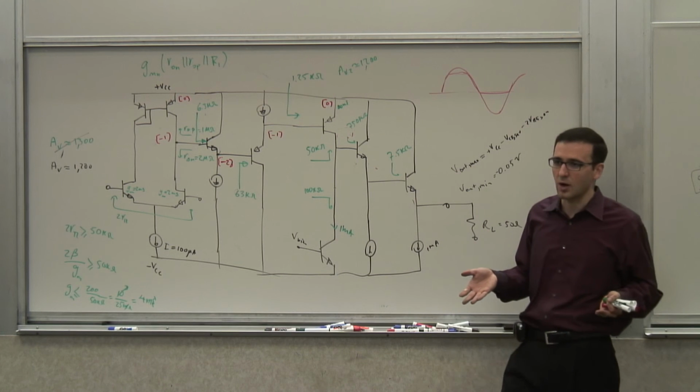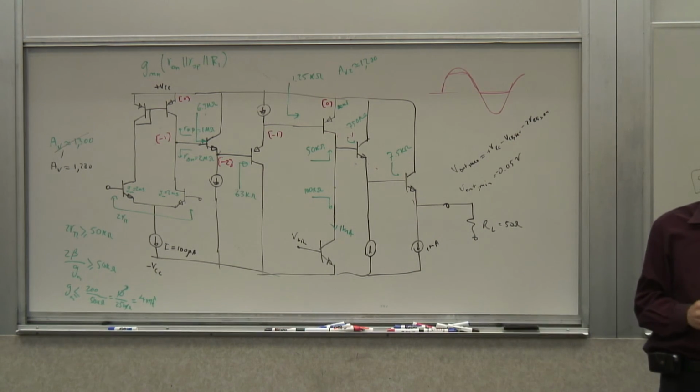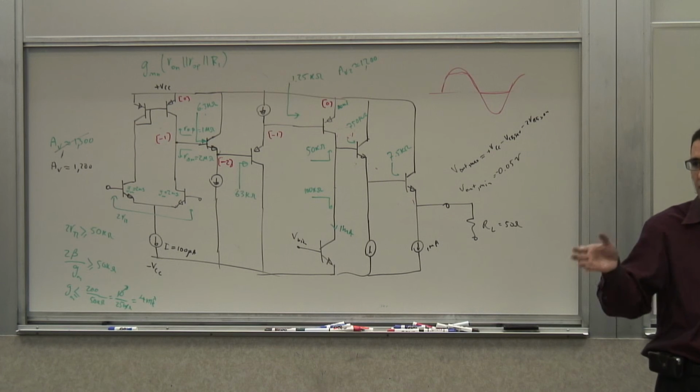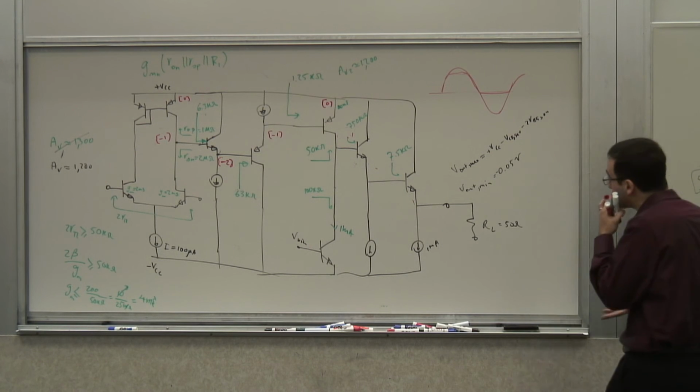But we know how to deal with this problem. There's a better way to deal with that, right? Using class AB, kind of a variation of push-pull at the output. So let's do that.